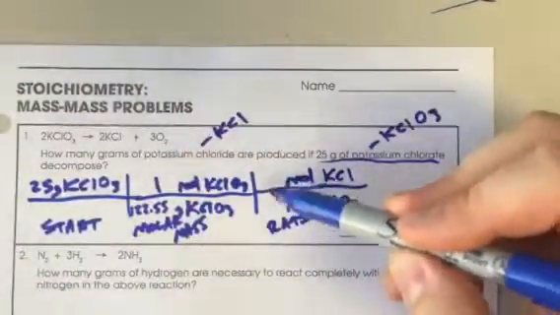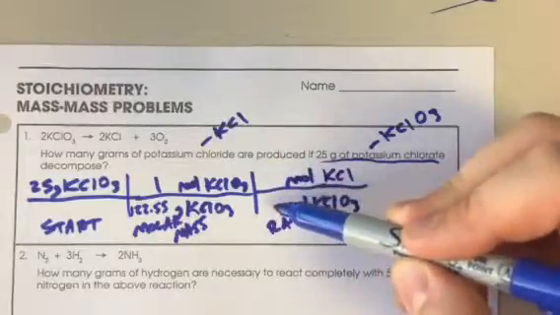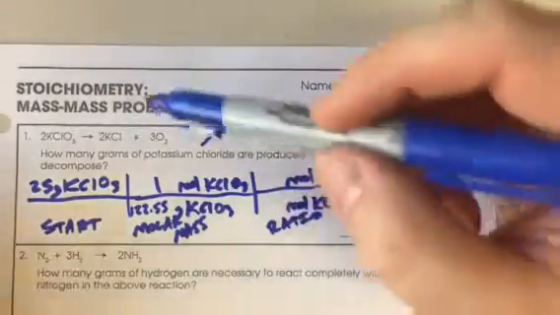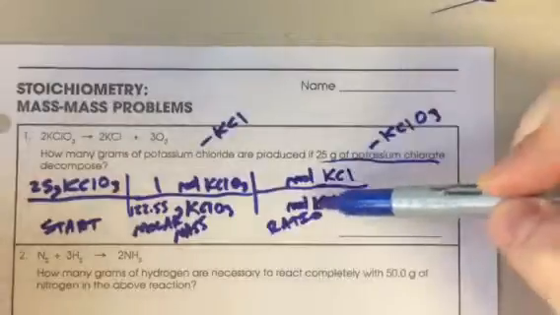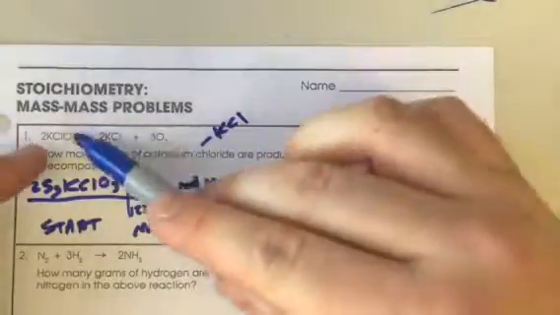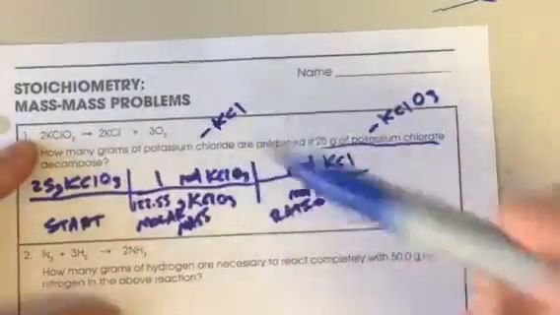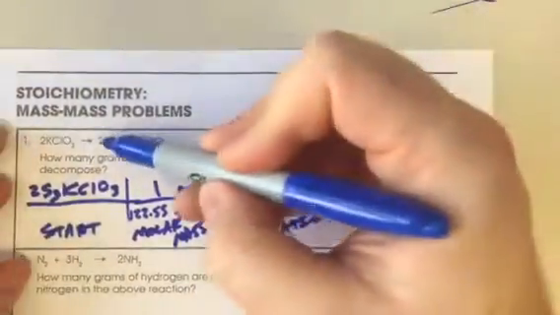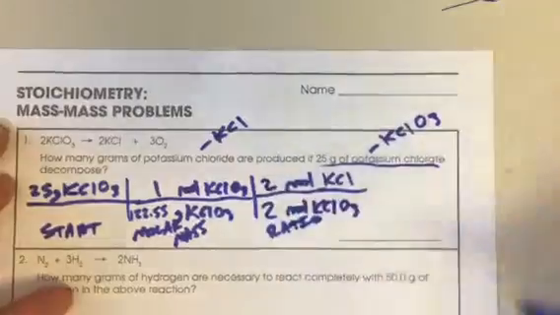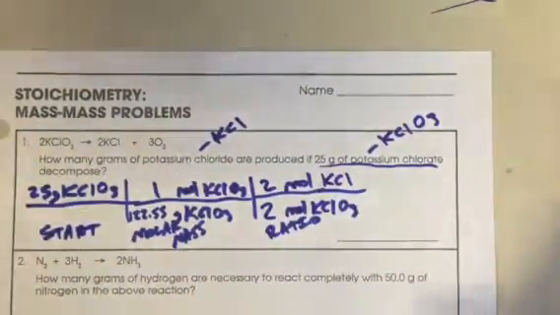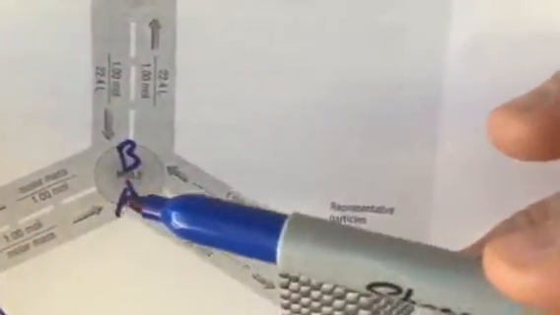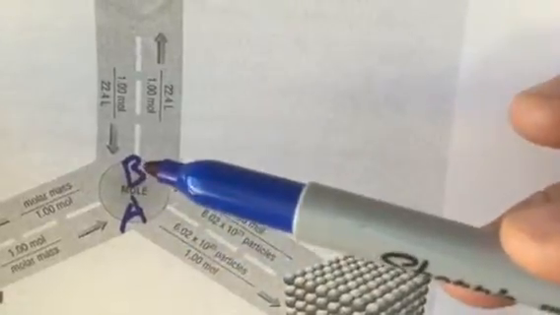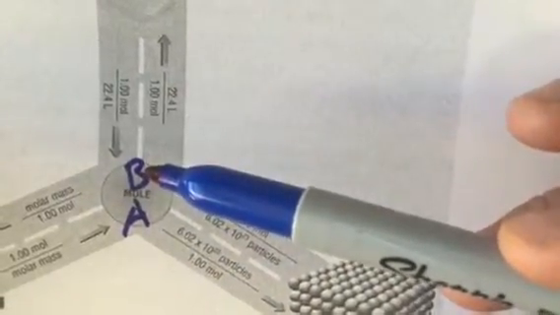Now you use the coefficients in front of the compounds in the balanced chemical equation, right up here. What is in front of KClO3? It looks like there's a 2, so a 2 goes there. What's in front of KCl? There's a 2, so 2 goes there. So now you hopped from one substance to another while in moles using a balanced chemical equation.